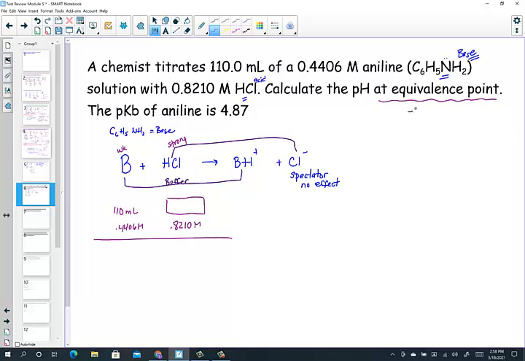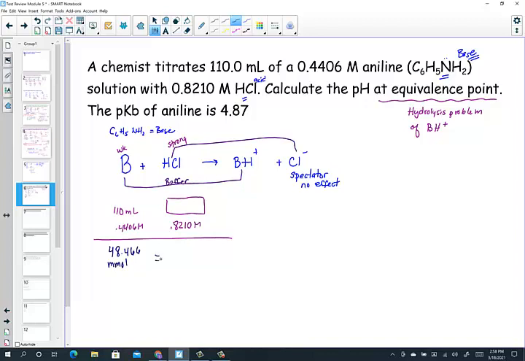But at the equivalence point, we need to make a note that this turns into a hydrolysis problem. And let's model why. At the equivalence point, the only thing present in solution will be the conjugate acid, the BH+. So I'm going to hit on the calculator here. I'm going to find 110 times 0.4406, and this gives me 48.466 millimoles of the base.